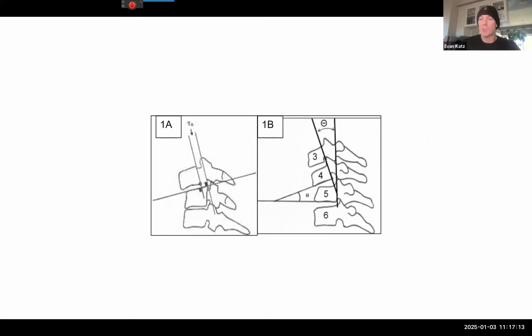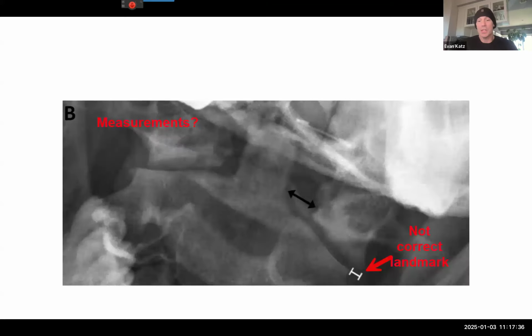This is how you measure on flexion extension according to tons of literature and research, articles that I've been associated with, and even the AMA guidelines. You have to measure the angulation and the translation. You can't eyeball it. None of that was done in this paper. So you can say there's no listhesis, there's no instability, but we don't know that. And it actually appears that there is.